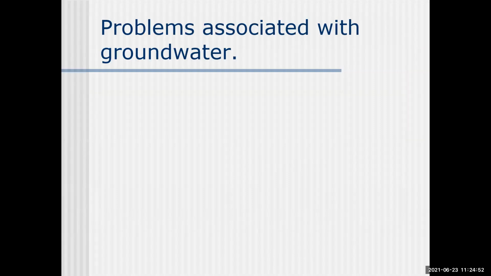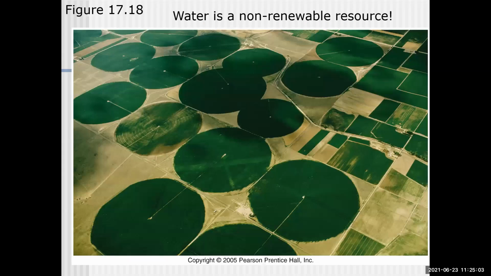All right, let's talk about some of the problems associated with groundwater use. The main one is that water is a non-renewable resource. We utilize groundwater for a whole bundle of things, from drinking water to agriculture. Groundwater is a vital resource, especially here in California, and that has a lot to do with the variability of our state's climate, along with the population that lives here and the importance of the agricultural industry that exists here.